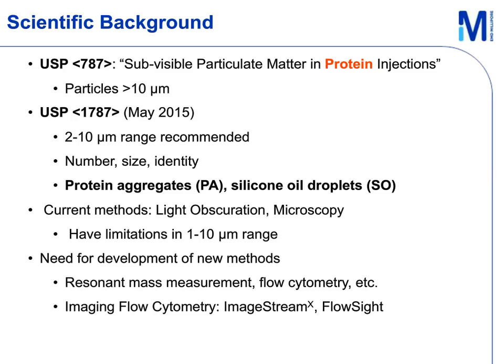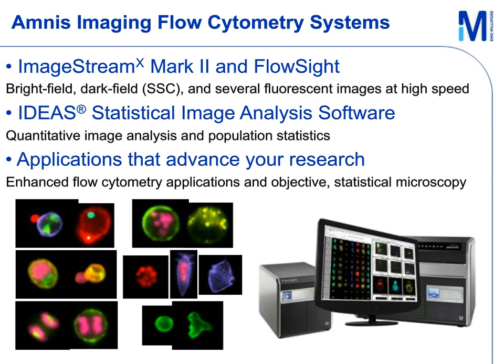For those of you not familiar with imaging flow cytometry, I wanted to give a brief description of the technique. Imaging flow cytometry can be thought of as a very fast microscope that captures multispectral images of objects in suspension. Currently, there are two types of imaging flow cytometers that are commercially available, the ImageStream X Mark II and the FlowSight, both of which were developed by Amnis, which is now part of EMD Millipore.